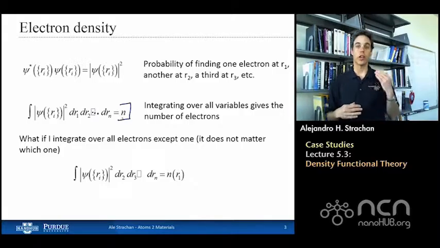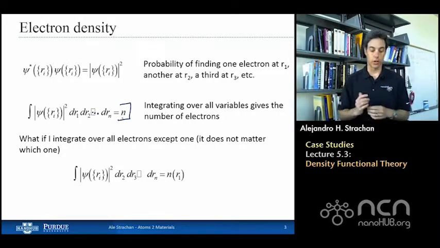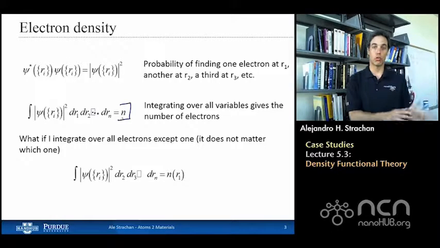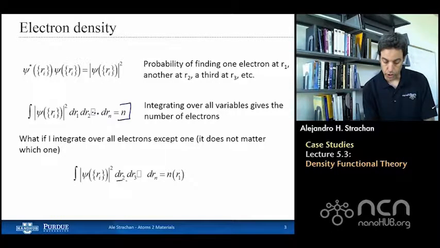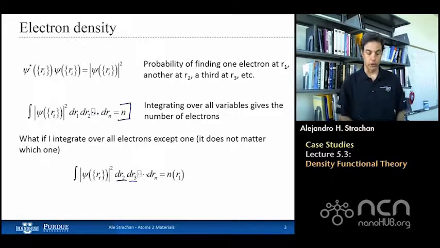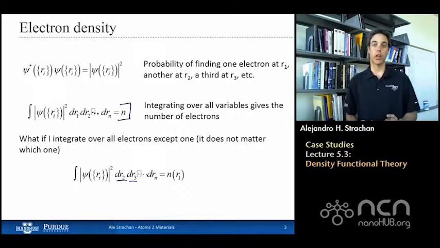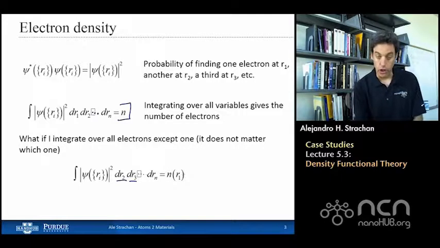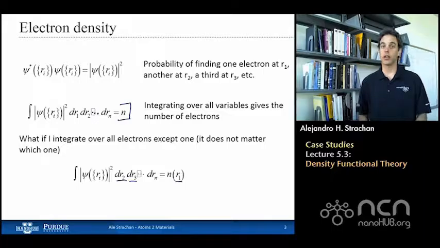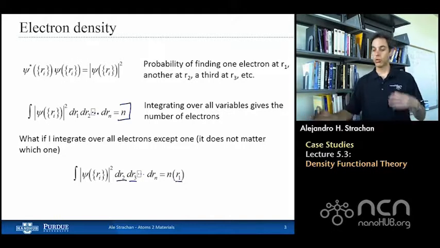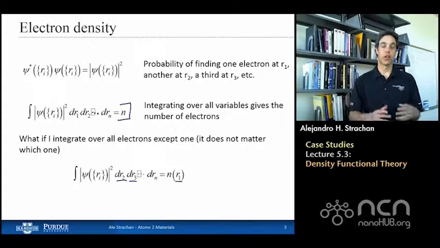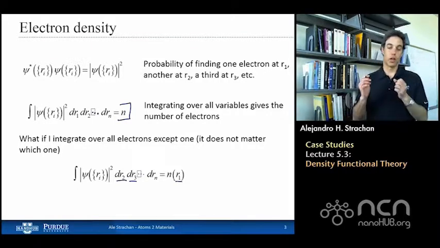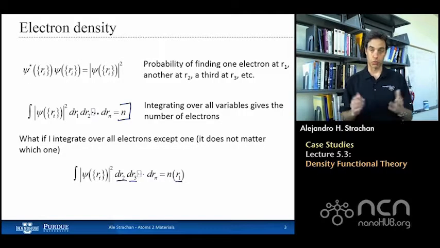Now, what happens if I integrate over all the variables except one? I'm going to take the wave function squared and integrate over R2, R3, all the way to Rn. Clearly, what I'm left with is a function of R1, which is the variable that I didn't integrate. Of course, I could have done this with R2, R3, R4, or R35. It doesn't matter. All electrons are the same. All the variables are exchangeable. Remember the symmetry of the wave functions.